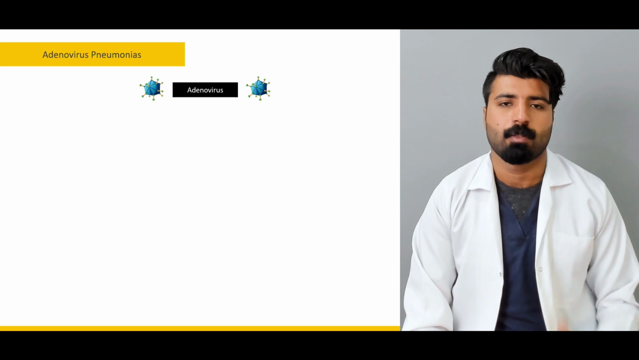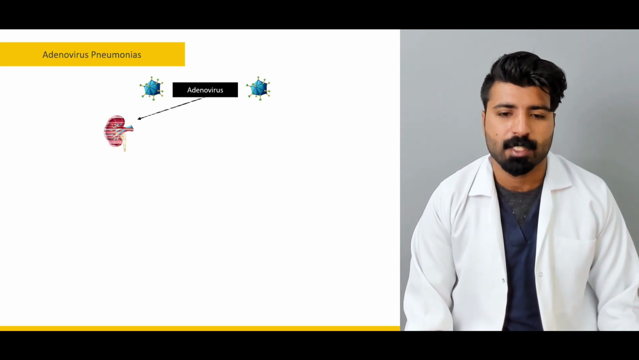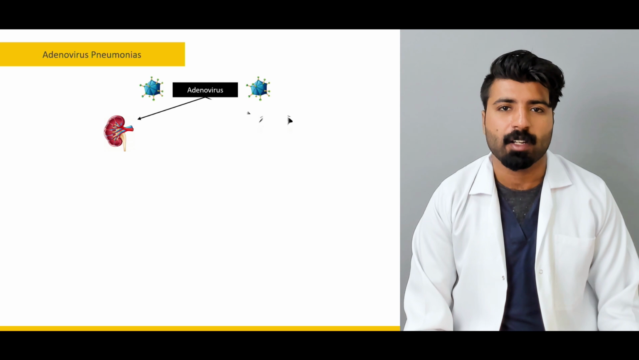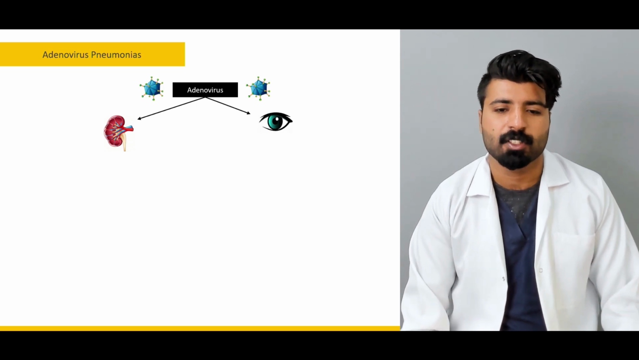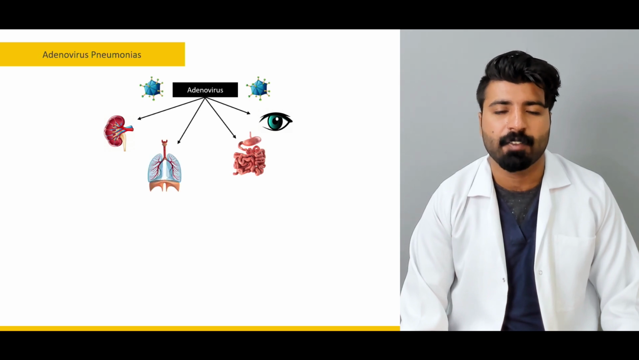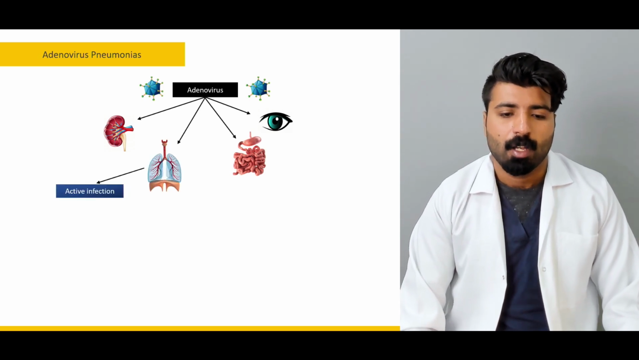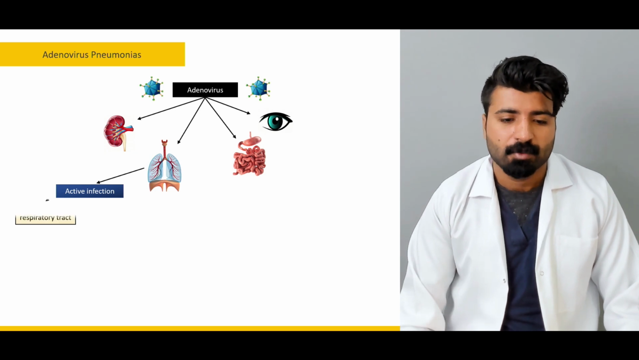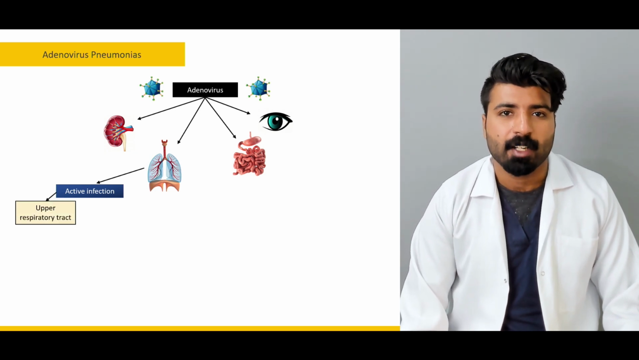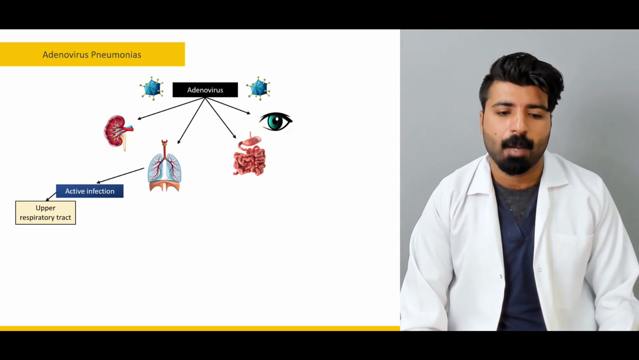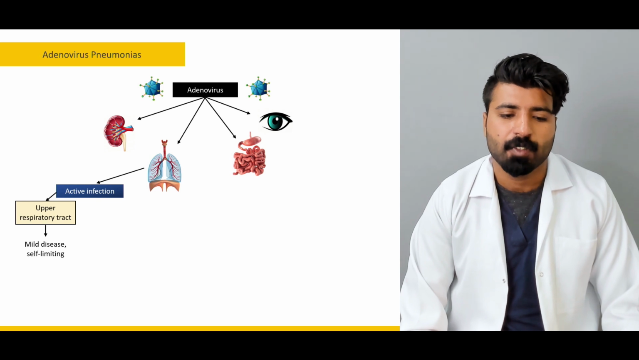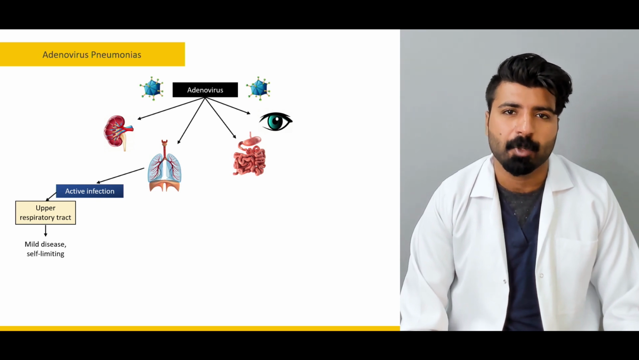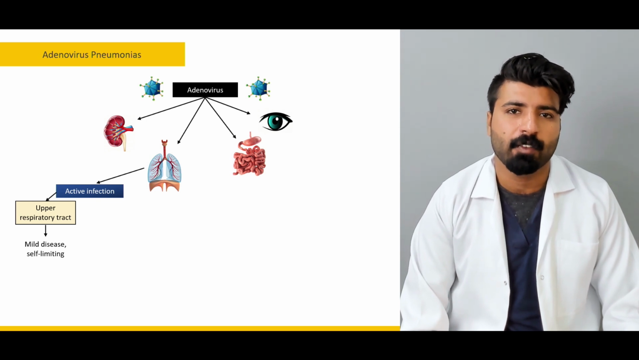So what's the pathophysiology of adenovirus pneumonia? Adenovirus is going to affect the following structures. First of all, it can affect the kidney, the eye, the intestine, and the lungs. If the infection is active, the upper respiratory tract is going to be affected first. It will start with an upper respiratory tract infection, which will lead to mild disease, and it will be self-limiting because they have a period in which they are very active and afterwards they just go off.